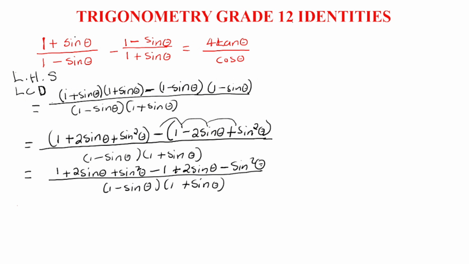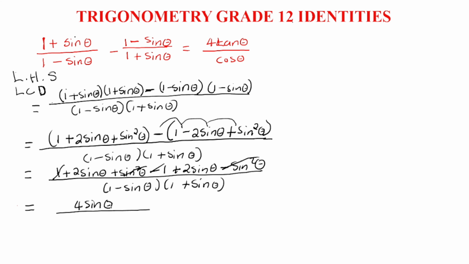Now, let's have a look at like terms. Here you've got positive 1 and then a negative 1 there, so these would cancel out. And then here, you have positive sine squared and negative sine squared. This would cancel out. Check my math, guys. If I'm doing something wrong, please let me know. And then what are we left with? On the numerator, we're left with 2 sine theta and then 2 sine theta. You're going to have 4 sine theta.